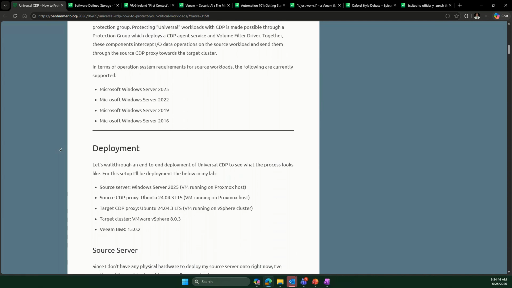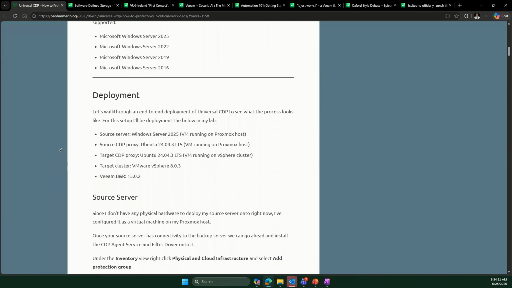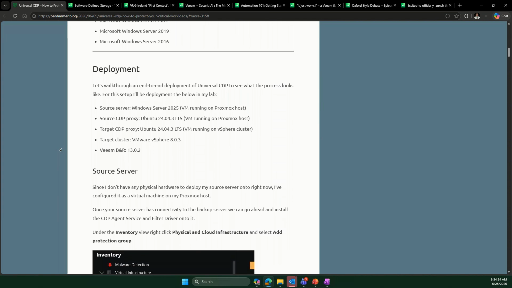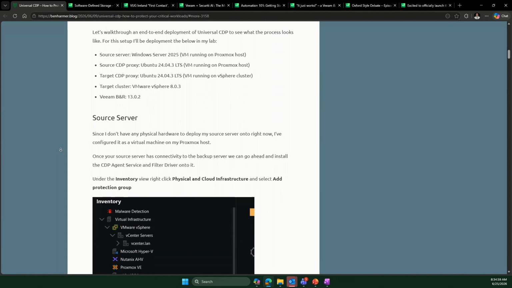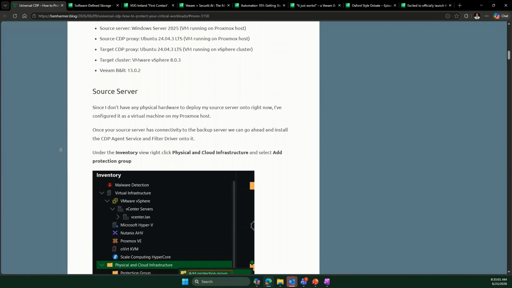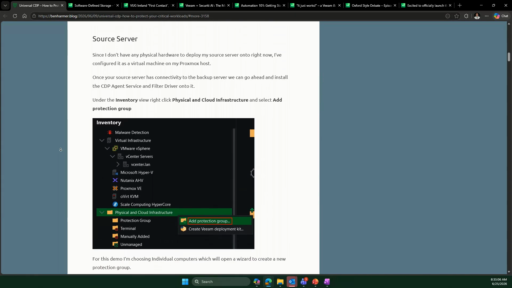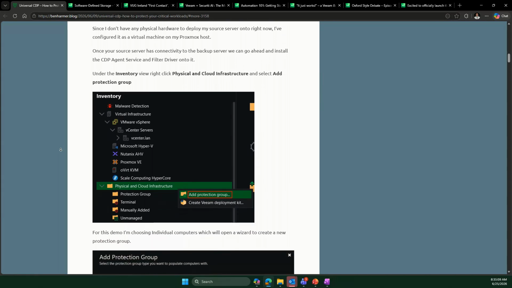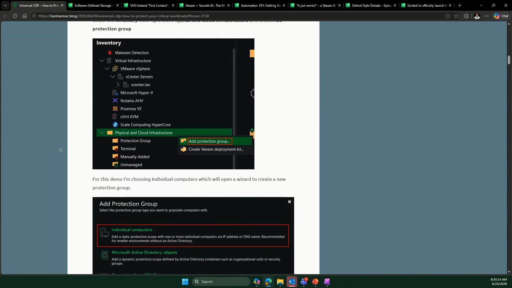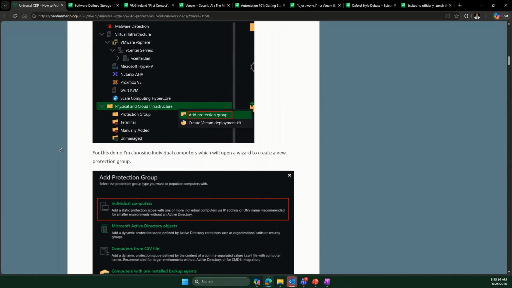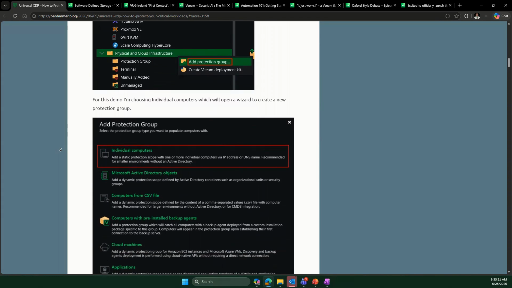This one is actually a really interesting piece of content, and he's walking us through Universal CDP in Veeam Backup and Replication V13, and how CDP is evolving beyond its original VMware-only limitation. As we know, CDP was basically tightly bound to vSphere. But Universal CDP introduces an agent-based model that extends continuous protection to physical and cloud workloads as well, not just VMs. So that's pretty cool.